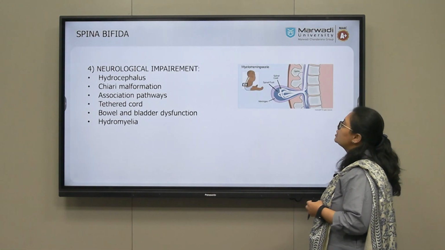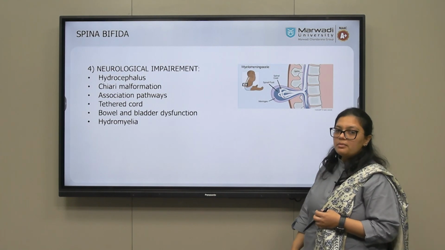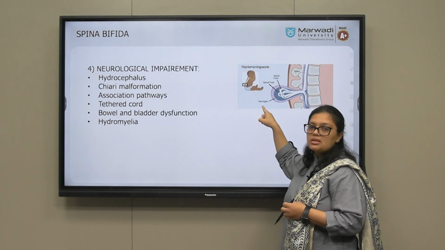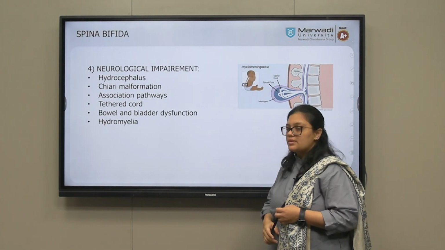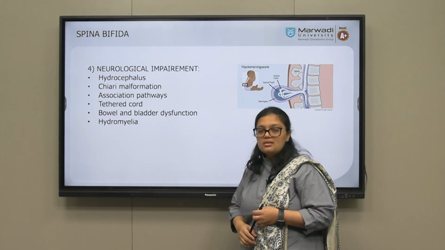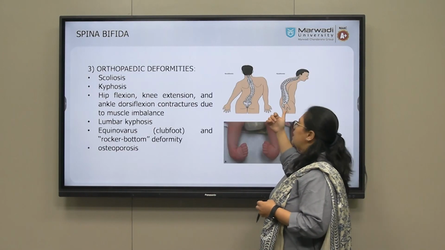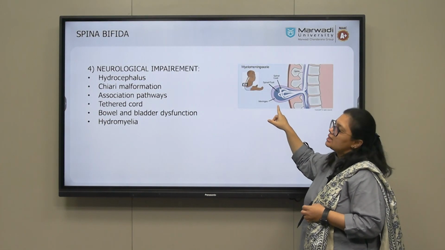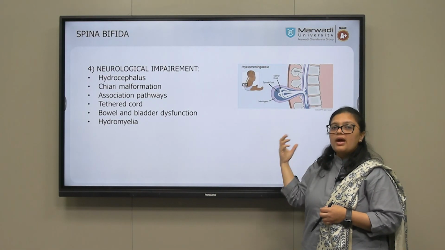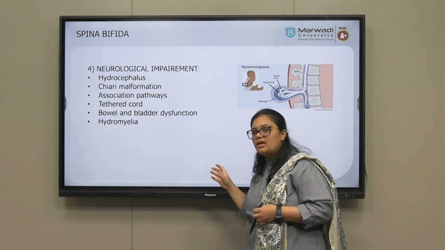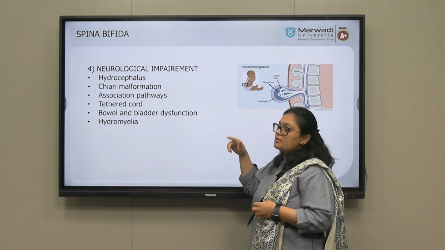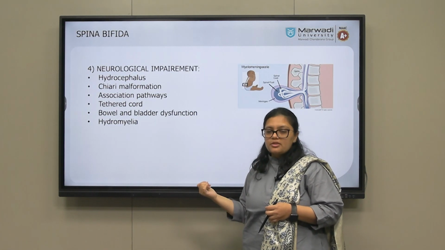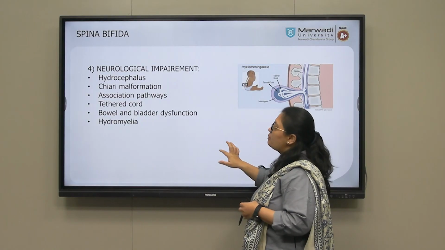Then comes the neurological impairment. Now neurological impairment, definitely we know that here we have seen that the nerve is coming out along with the meninges. So it is going to cause some problem with the nerves. That means we will have hydrocephalus. That is a complication of spina bifida or the myelomeningocele. Hydrocephalus is whenever you have accumulation of an excess amount of fluid, the cerebrospinal fluid, which is not draining, or the drainage of the cerebrospinal fluid is affected, then we will have this problem. Why will we have this problem?